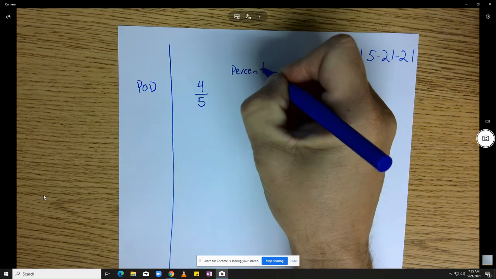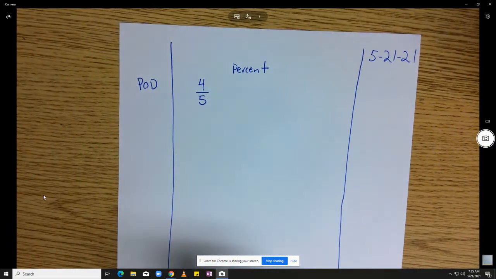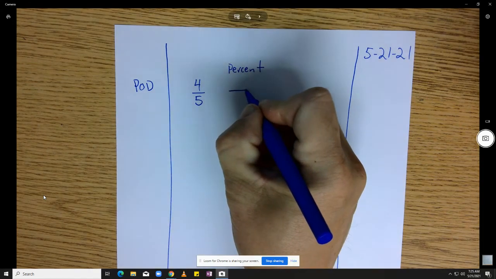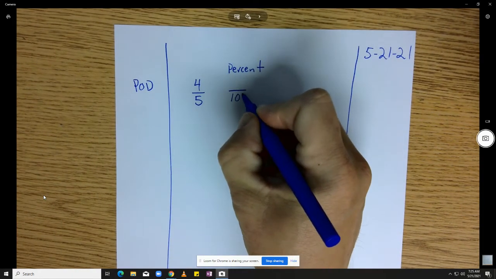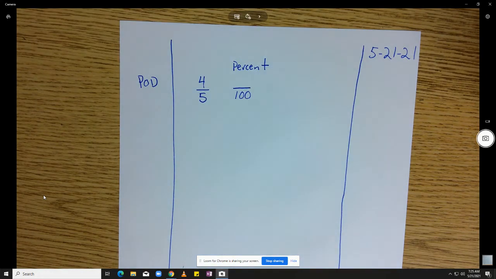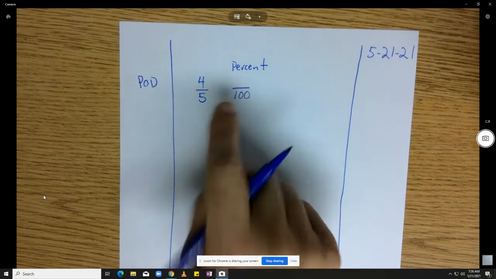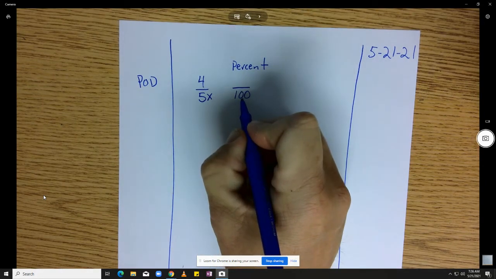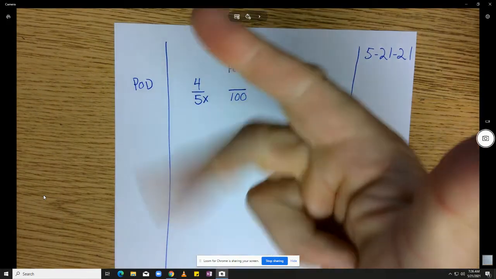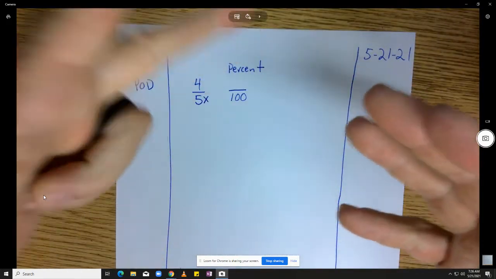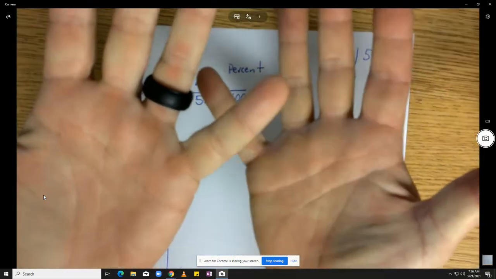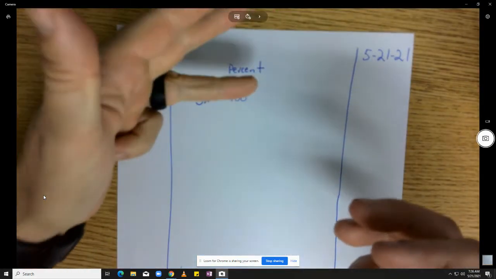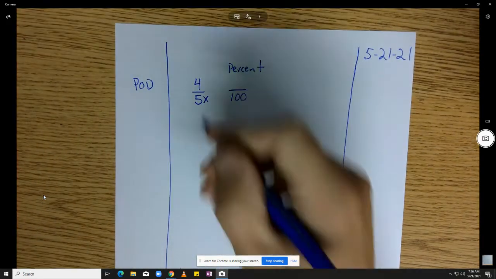Now, there's a couple of ways to do this. I'm going to show you first a confusing way. You could go like this. You could say, wait, if percent's always out of 100, right? Percent's always out of 100. Does 5 go into 100? Yes, it does. This is like equivalent fractions. How many 5s are in 100? Well, let's count them. 5, 10, 15, 20, 25, 30, 35, 40, 45, 50, 55, 60, 65, 70, 75, 80, 85, 90, 95, 100. So that would be 20.